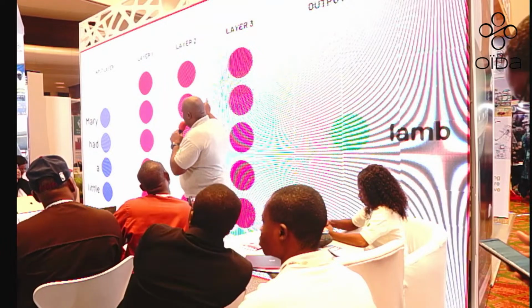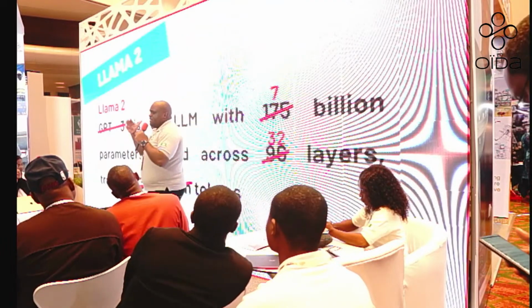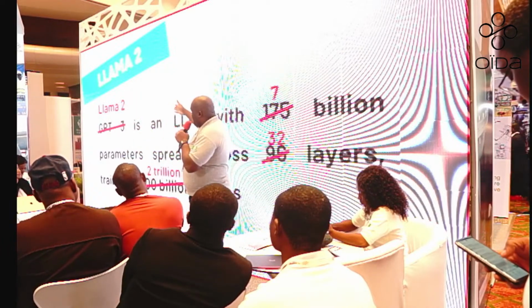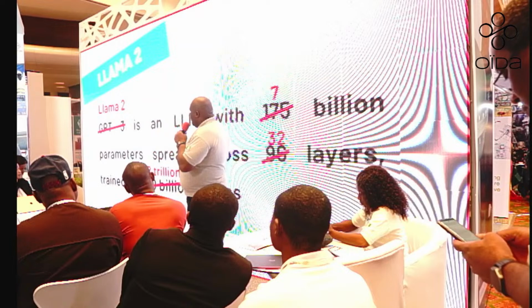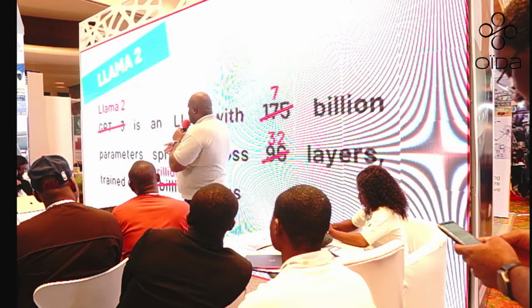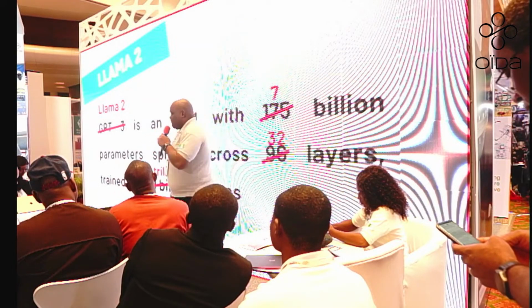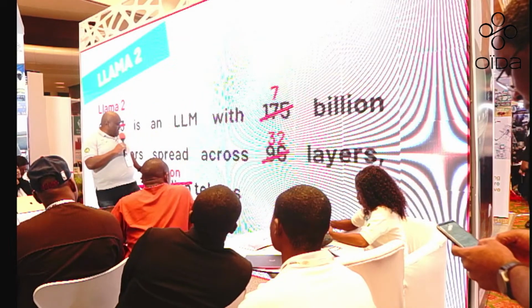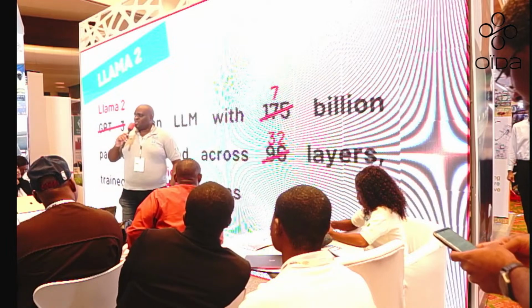Next slide. Okay, now we have ChatGPT, we have Llama, we have DeepSeek. Llama is an open source model from Meta. Just to compare with ChatGPT. While ChatGPT has 165 billion parameters, Llama has what? 7 billion parameters, 32 layers, and then 2 trillion tokens. So the same thing, all these.